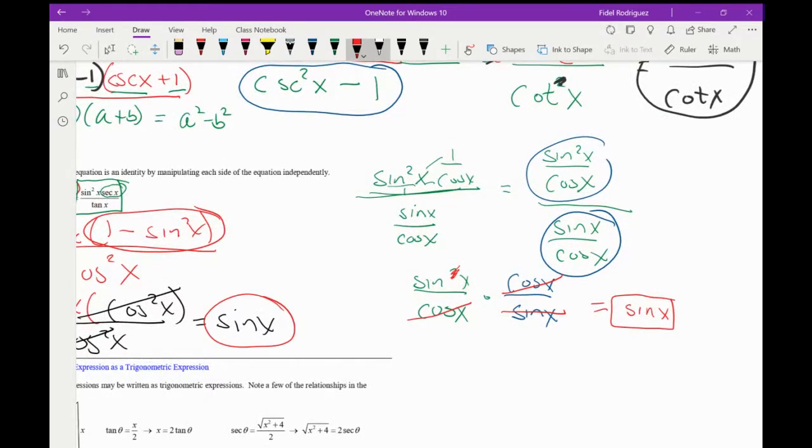So guys, when it tells me to work with each side independently, what it tells me to do is work with this side. And at some point, you're going to stop. Then work with this side. And at some point, you're going to stop. And hopefully, where you stop here and where you stop here should be the same thing. Okay.